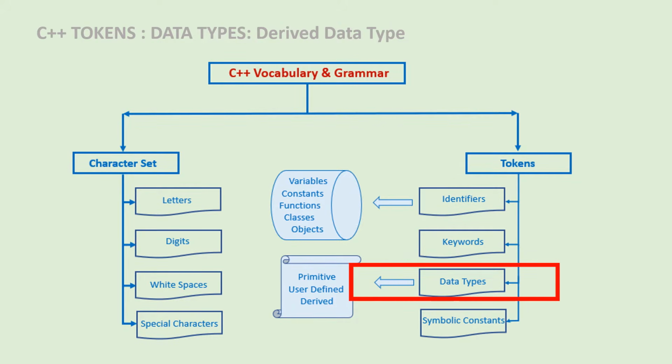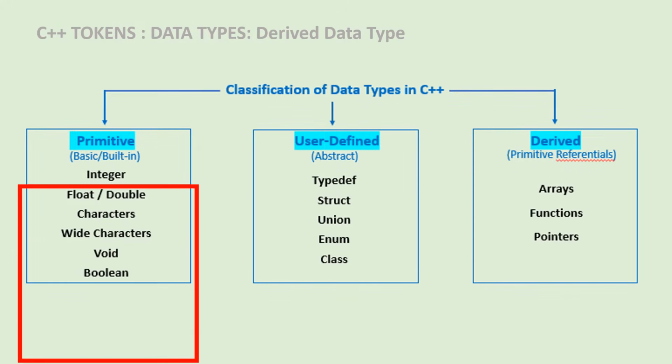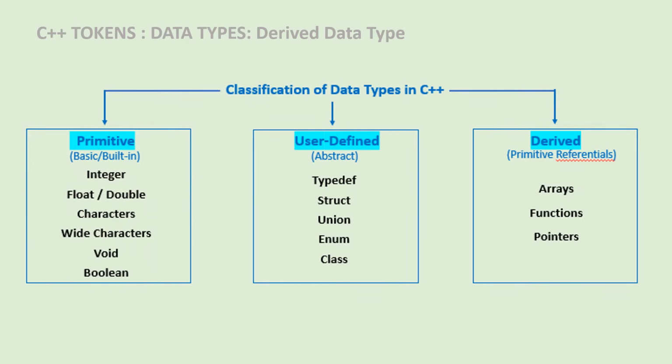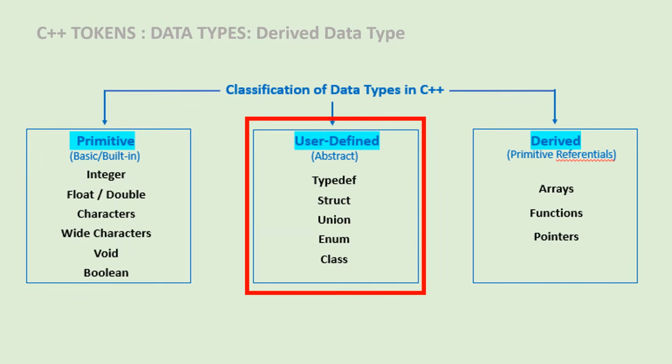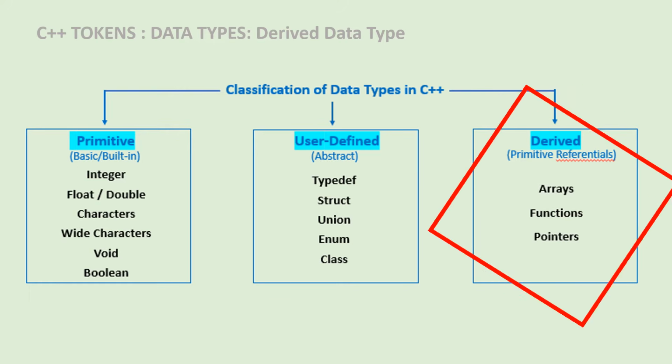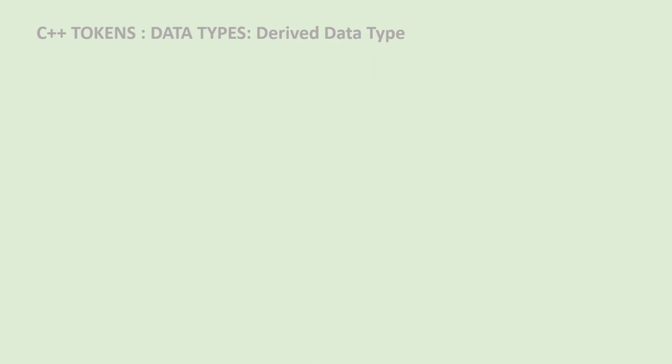Now we are into the data types. Starting with the data type classification chart, we first learned about primitive data types. Then the user-defined data types. And now we will be learning about the third major classification, the derived data type. So let's start with the derived data type.